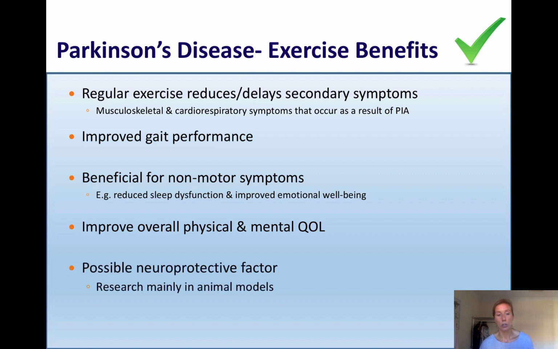There is also, just to note, a possible neuroprotective factor. However, just note the research to date has mainly been in animal models, so it's suggested, but it's very minimal in terms of human research at this point.